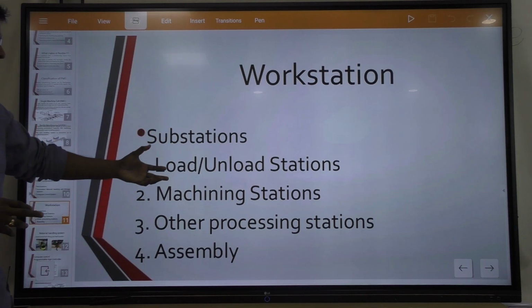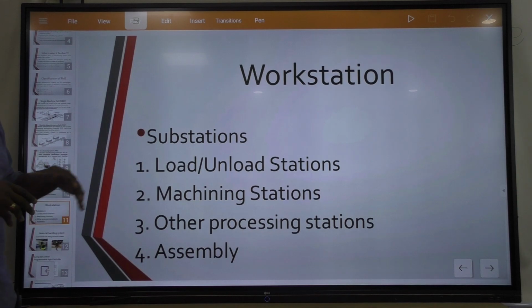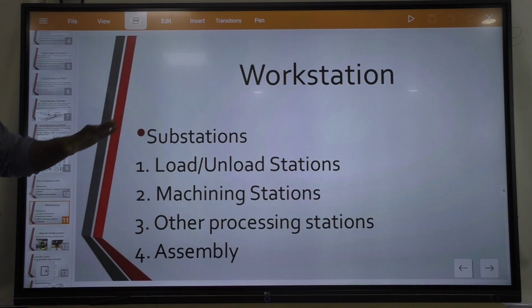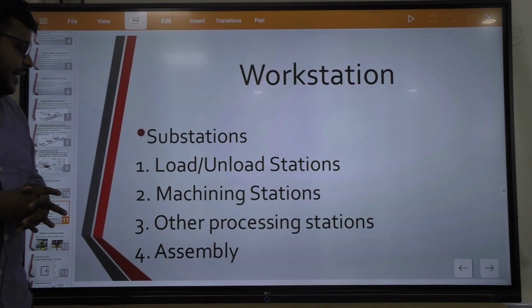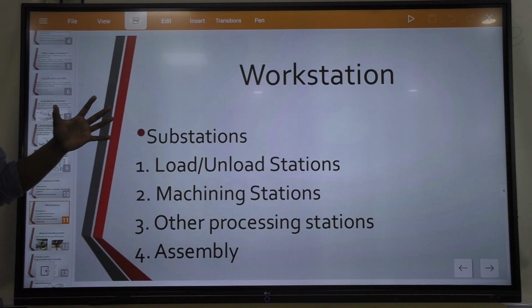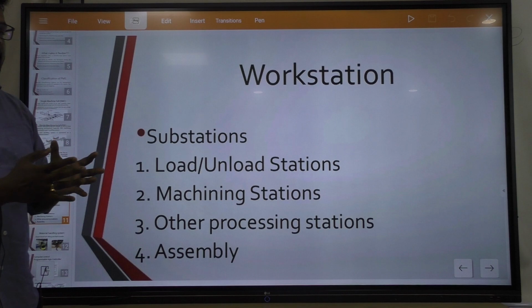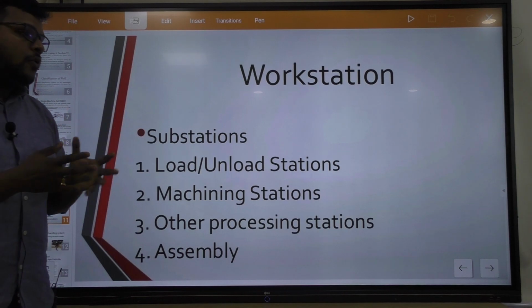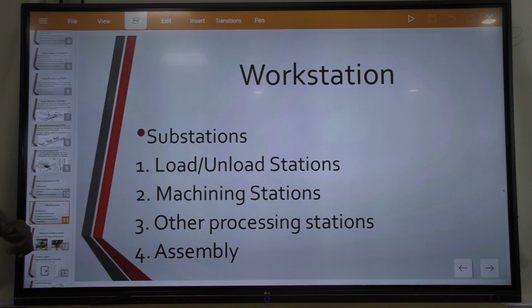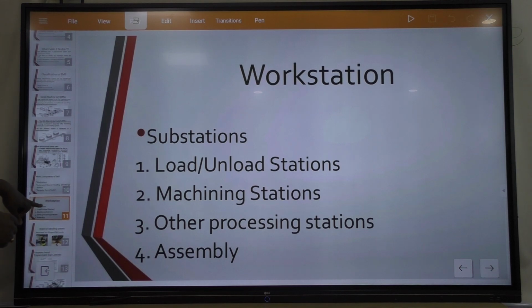Then machining stations. Whatever machining you want to do, you can divide it into a specific part. Then the third one is other processing stations, and the last one is assembly. After the whole thing has been completed, you can assemble the whole part by the help of this flexible manufacturing system.